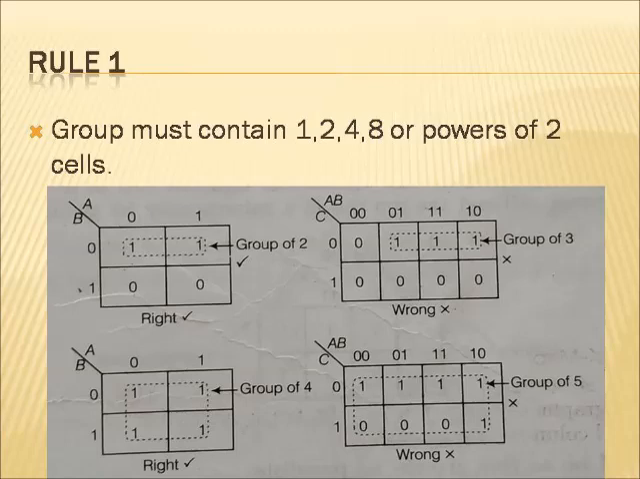So when we form the groups, make sure that we are forming groups containing 1, 2, 4 and 8 elements. So make sure that the groups contain 1 element, or 2 elements, or 4 elements, or 8 elements, because we are only using up to 8 elements to form a group, right?